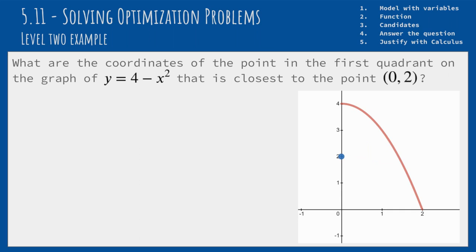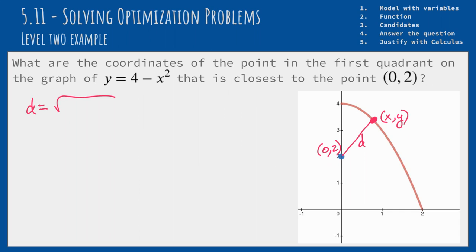So what I'm going to do to start with for setting up my model is pick an arbitrary point, and I'm just going to call it x comma y. Remember, the coordinates of this other point are 0, 2. To set up my function, I want to know the distance between these two, so I'm going to set up an equation using the distance formula. You could use the Pythagorean theorem, or I'm just going to use the distance formula directly.